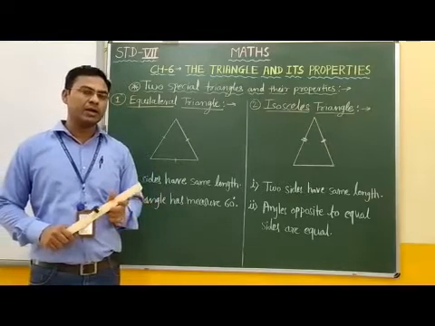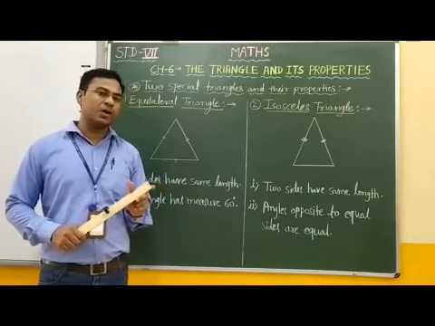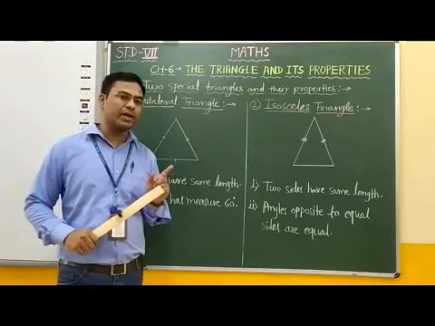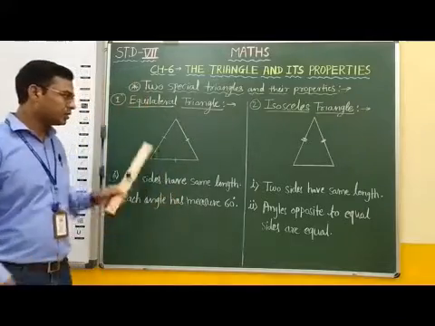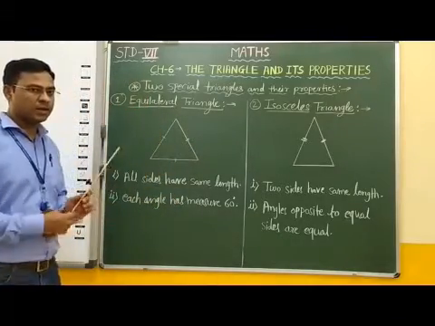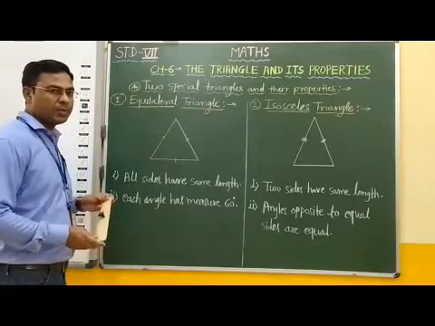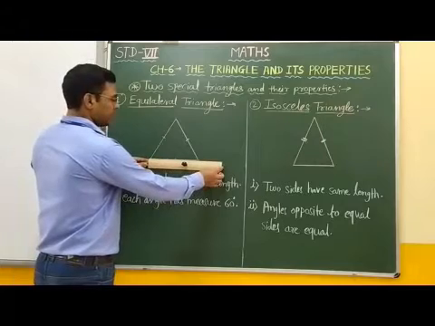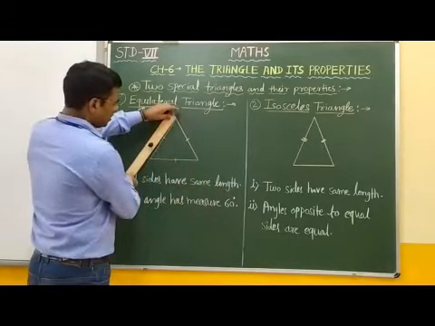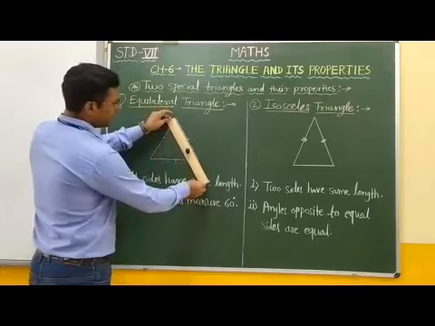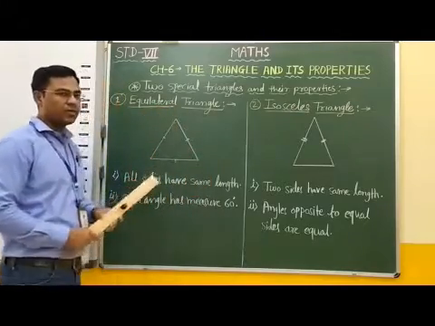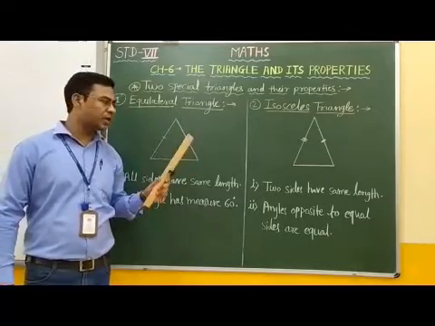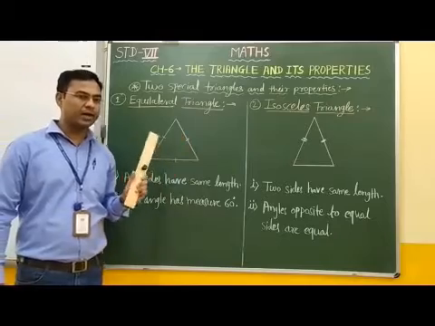Students, we know that if in any triangle lengths of all sides are equal, then the triangle is called equilateral triangle. Students, here I have drawn one triangle. If we measure length of all sides, then first side is 10 centimeter, second side 10 centimeter, and third side 10 centimeter. Therefore, we observe here lengths of all sides are equal. Therefore, this triangle is equilateral triangle.